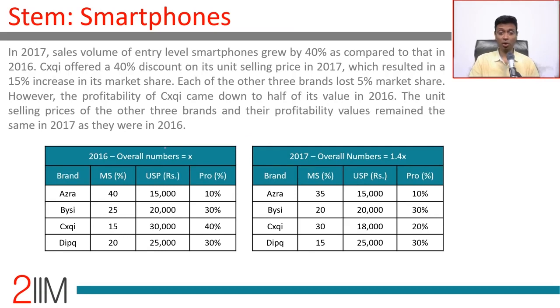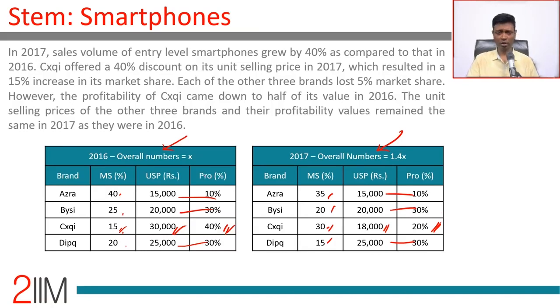We're going to say overall numbers X in 2016. Overall numbers will be 1.4X. So it's 40, 25, 15, 20. 15 should become 30. These three are down, 5, 5, 5. These two are same. These two are same. These two are same. 30,000 becomes 18. 40% profitability becomes 20% profitability.